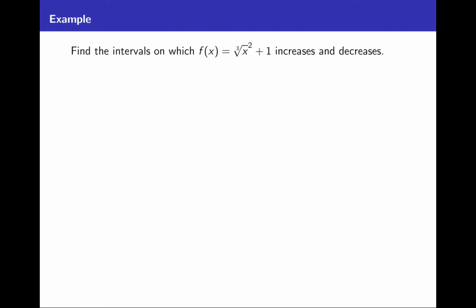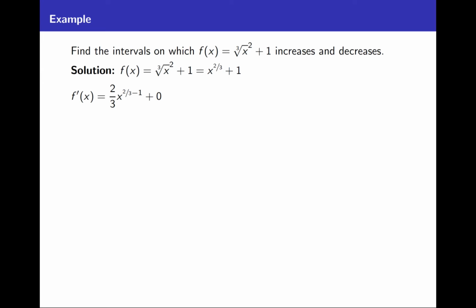Let's find the intervals on which f of x equals the cube root of x squared plus 1 increases and decreases. So we know for this solution we need to find the derivative. And since we want to exploit the power rule here, let's make that radical a power. So we're ready to take the derivative of this function f of x. So we're looking at f of x equals x to the 2/3 plus 1.